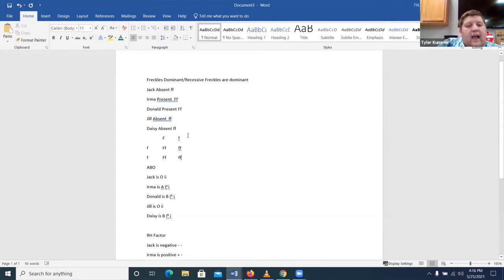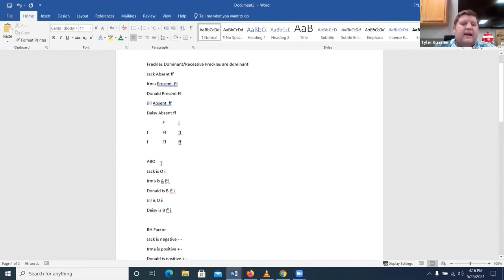If we do that cross and we see that Jill isn't a possible combination, we could rule out Donald as Jill's father. But as we do this, we see Jill's homozygous recessive. Based on their genotypes, could Donald and Daisy have produced a daughter who's homozygous recessive? Absolutely. In fact, there's a 50-50 chance of it, or 1-to-1. So we can't use freckles to rule that out.